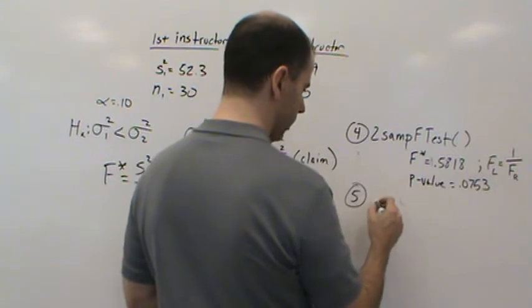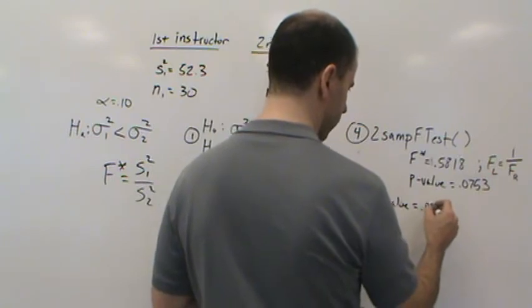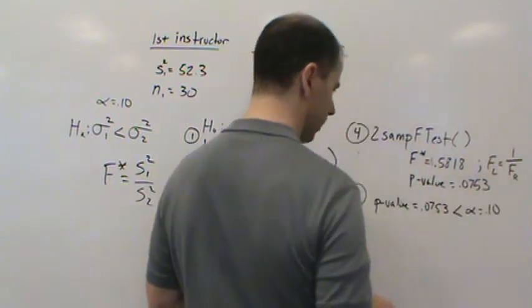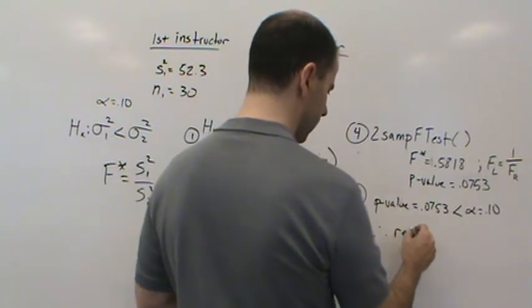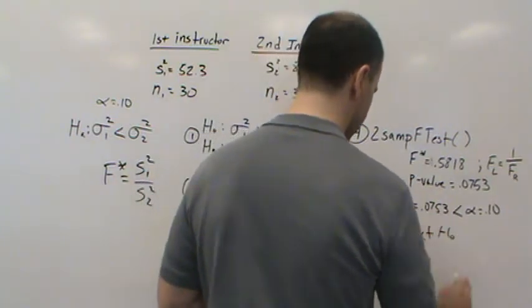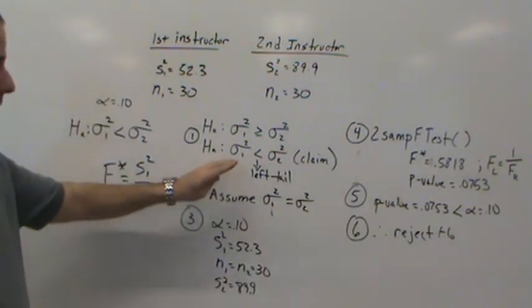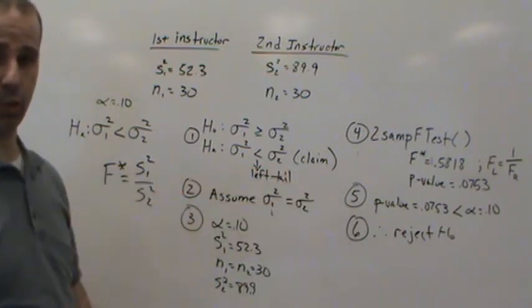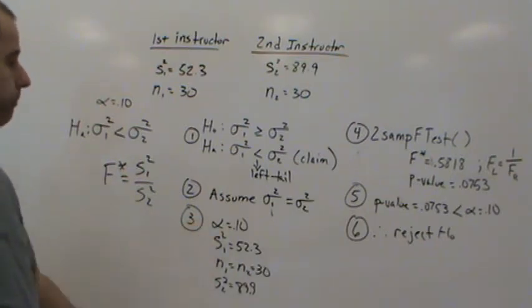So in this case here, p-value is equal to 0.0753, which is definitely less than alpha equal to 0.10. And so what's the result? We are going to reject the null hypothesis. So there is strong evidence to support the claim that the variance in grading for the first instructor is less than the variance in grading for the second instructor based on an alpha level of 0.1 and the sample data. And that's it, guys.